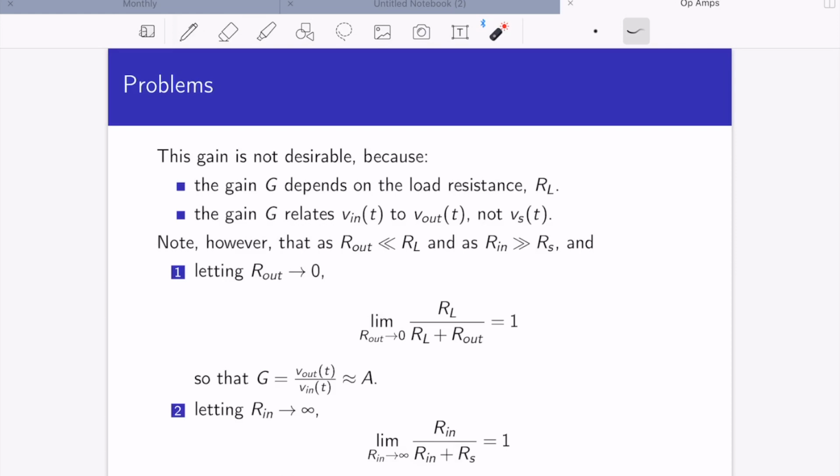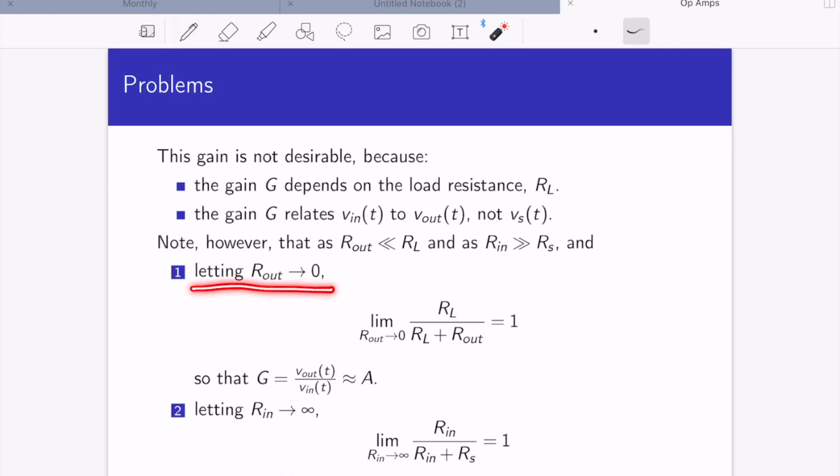Now, this result has some bad aspects to it. First of all, the gain depends on the load, and that's not good. We would like to have a gain that's independent of the load. Also, the gain relates Vn to V out, not to Vs, and ideally it would relate to Vs. But if we let R out be much less than RL, where R out is the resistance looking into the back end of that amplifier, and if the input resistance is much greater than Rs, then we can do some evaluation.